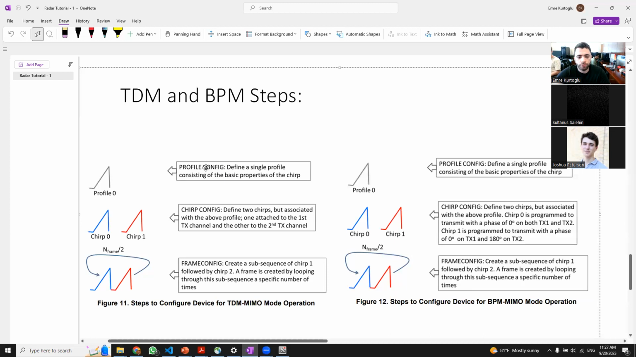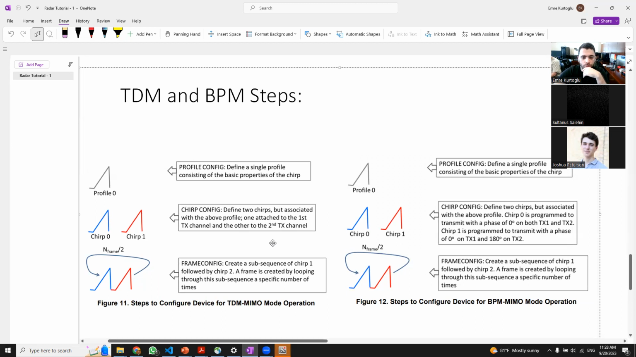So once you define these profile configurations, then you need to define your chirp configurations. You need to define each chirp separately, depending on how many chirps you are going to have. In this case, for TDM, we need to define two chirps, and both of them are going to use the same profile, but one of them is going to be using the first transmitter and the other one is going to be using the second transmitter. That's going to be the only difference in the chirp configuration tab.